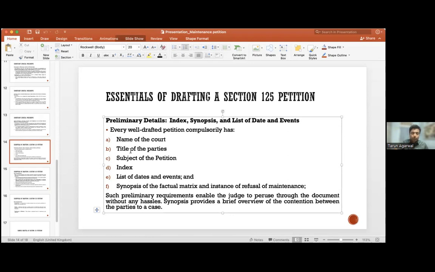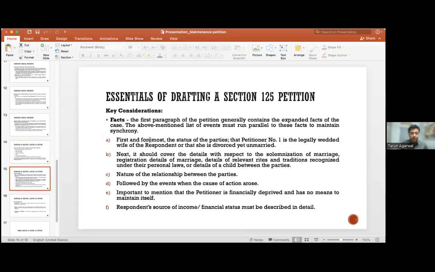Now, what does a good draft usually contain? A good draft starts with the name of the court. Second, it has the title of the parties. Next, it has the subject of the petition, that is, maintenance petition under section 125 CrPC. Next, it has the index. Next, it has a list of dates in chronological sequence and a synopsis of your entire application to help the concerned court immediately understand your case. Before I explain the relevant factors and key considerations to keep in mind while drafting a 125 application, I'll screen share a basic draft of a petition for your better understanding.